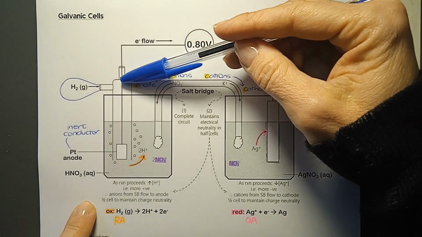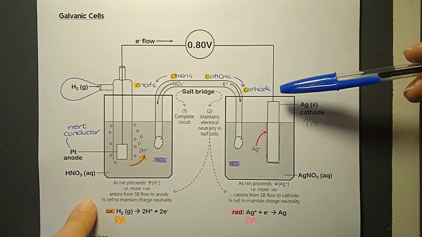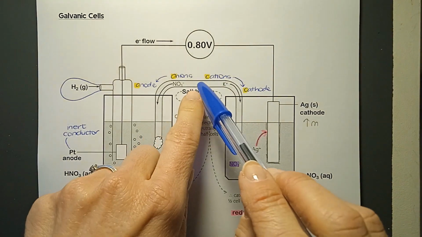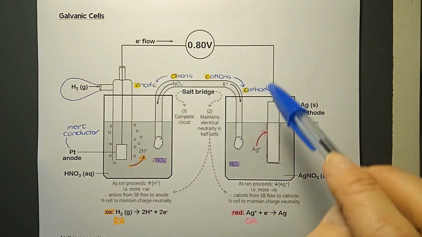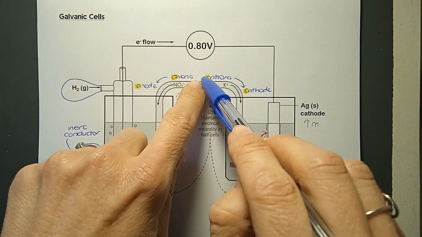Our electrons are going to move through the external circuit, and in questions they'll often ask you about electron flow, so be aware of that. And then our ions are going to flow through like this. Please remember, this is not a circuit like a Formula 1 circuit. They're not moving through like this. It's electrons through the external circuit and the ions in the internal circuit.